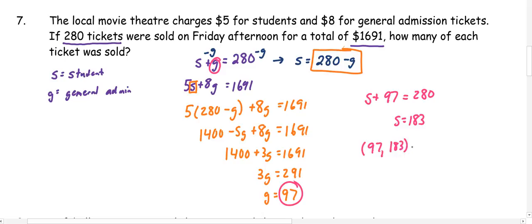We also need to write a sentence because it's a word problem. So there were 97 general admission tickets and 183 student tickets sold.